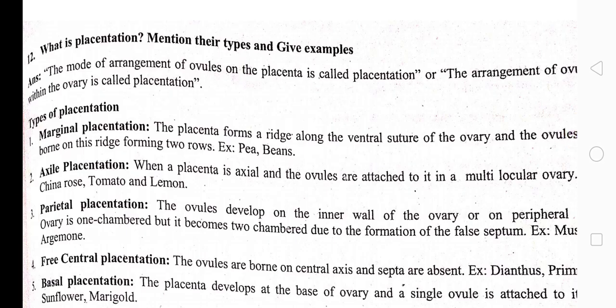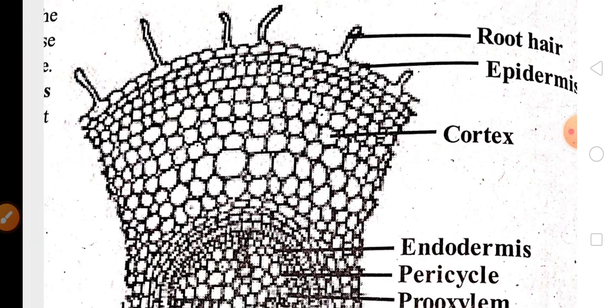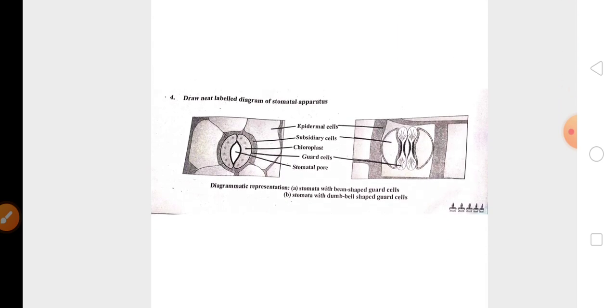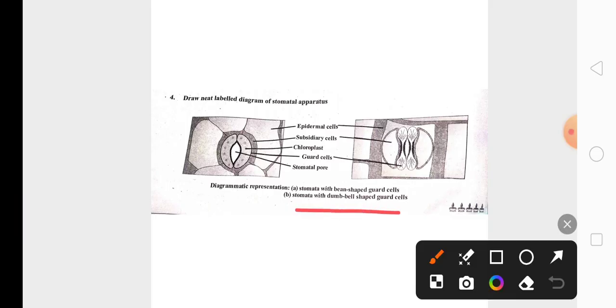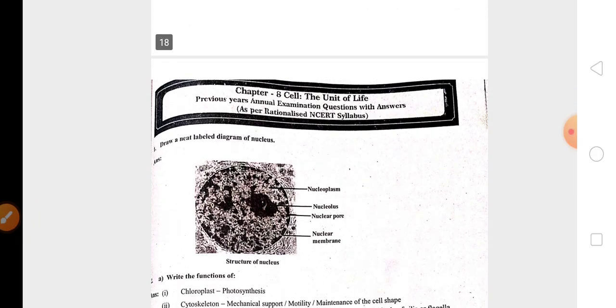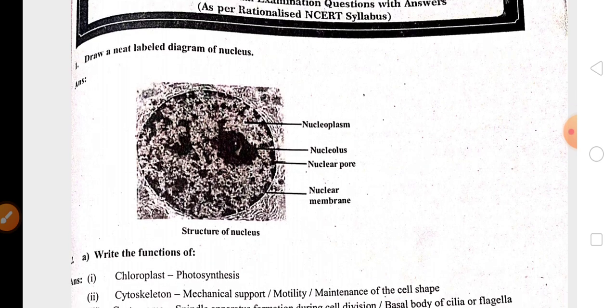Another 5 marks question from this chapter is placentation and its types along with examples, very important to the exam for 5 marks. Then from anatomy of flowering plants, either the diagram of TS of dicot root or TS of monocot root, or the diagram of stomata. Remember that stomata in monocot is of dumbbell shape, and in dicot it is of bean shape. Then from structural organization in animals, the diagrammatic representation of internal organs of frog showing complete digestive system is important for 5 marks. Then from the chapter cell, the unit of life, the label diagram of nucleus.